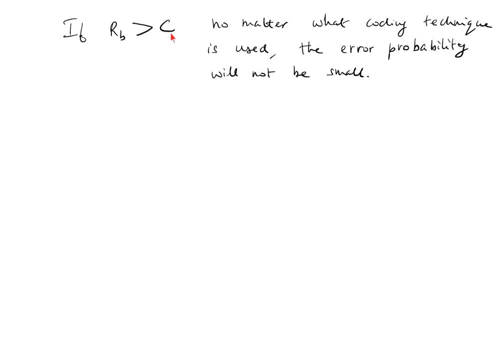Now, how do we determine the value of C? What does this capacity depend upon for an additive white Gaussian noise channel? The capacity C is defined as C equals B log to the base 2 of 1 plus S by N. So the capacity depends on two parameters. The first is the bandwidth of the channel, B, and the second is the signal to noise ratio of the channel, that is the signal power divided by the noise power.